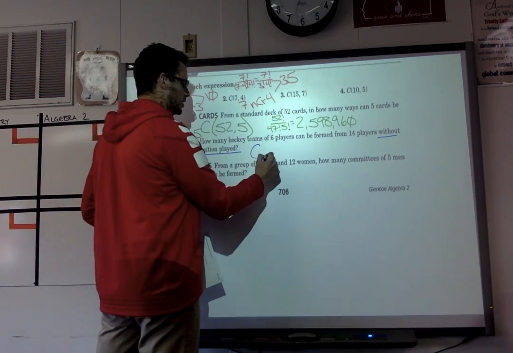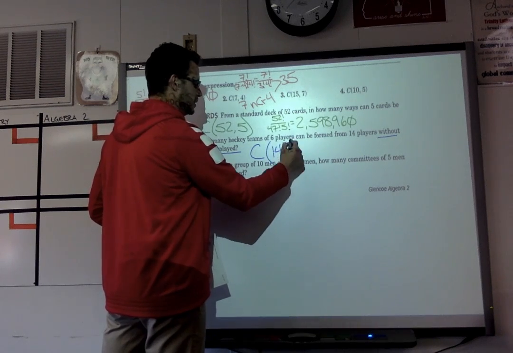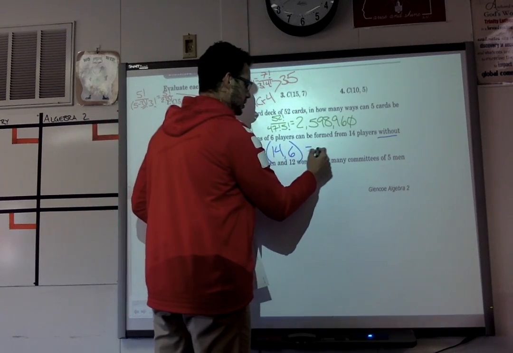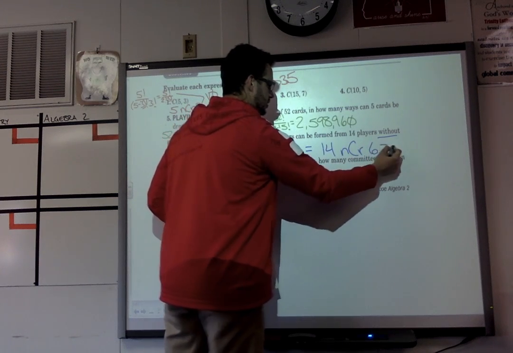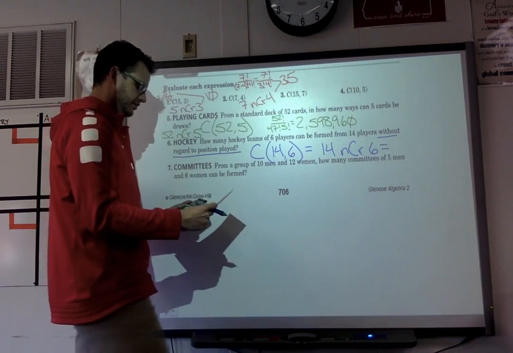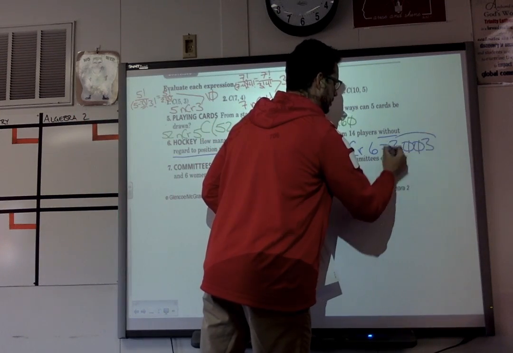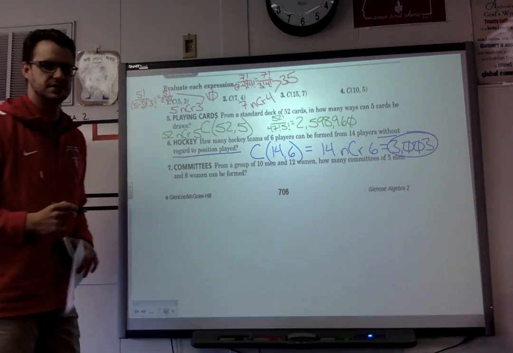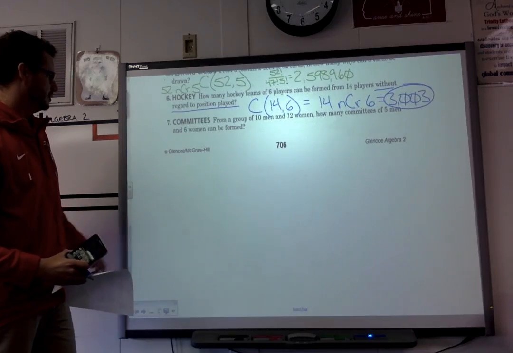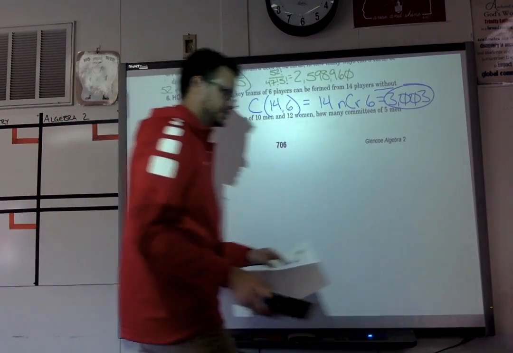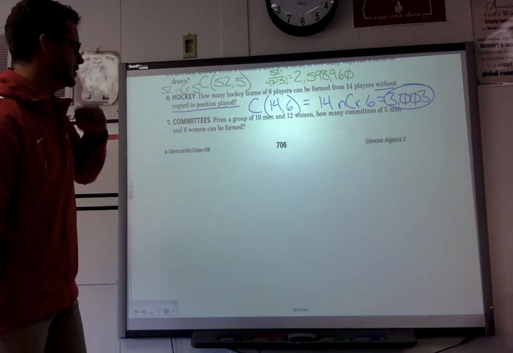So here, we know it's a combination of 14 total players taken 6 at a time. So we could say 14 nCr 6, which would give us a solution of 3,003 possible combinations. And then the very last one, number 7 here. This one is a little bit more tricky, and I'll explain why after I read the problem.